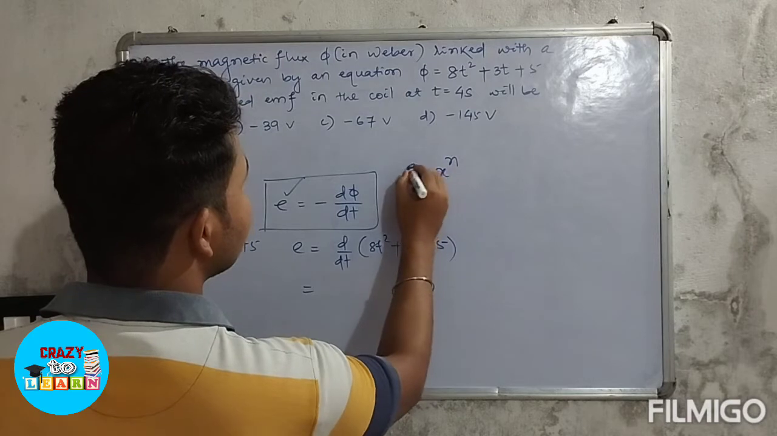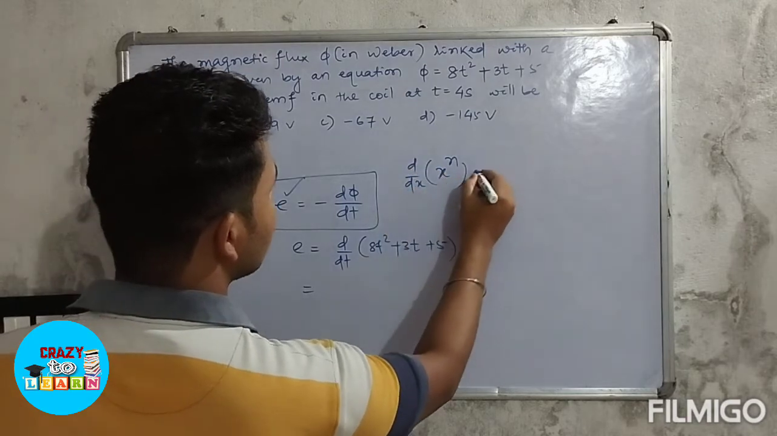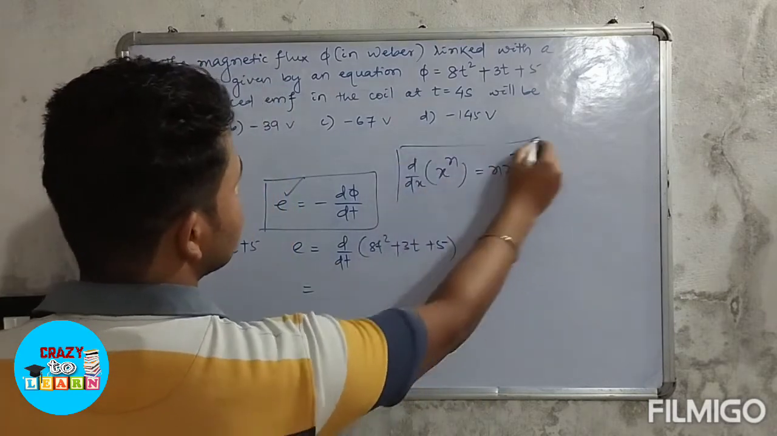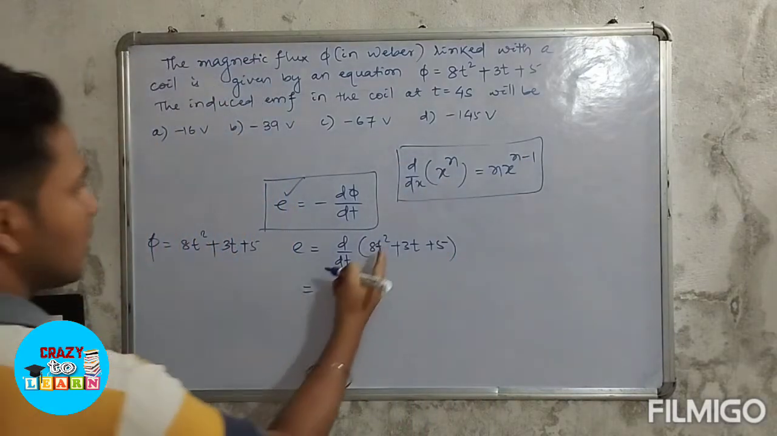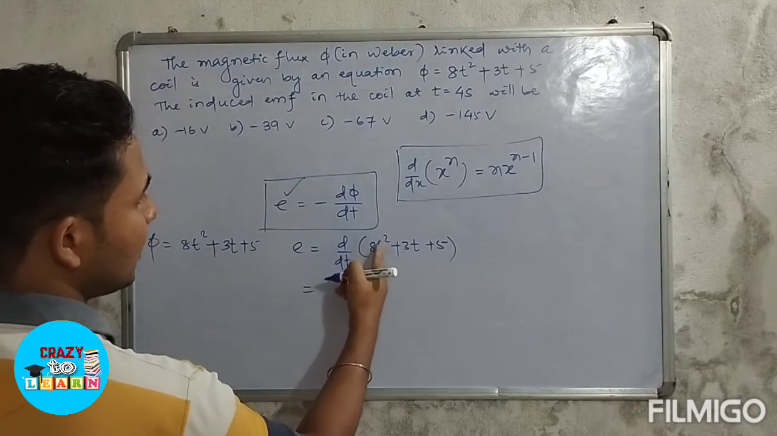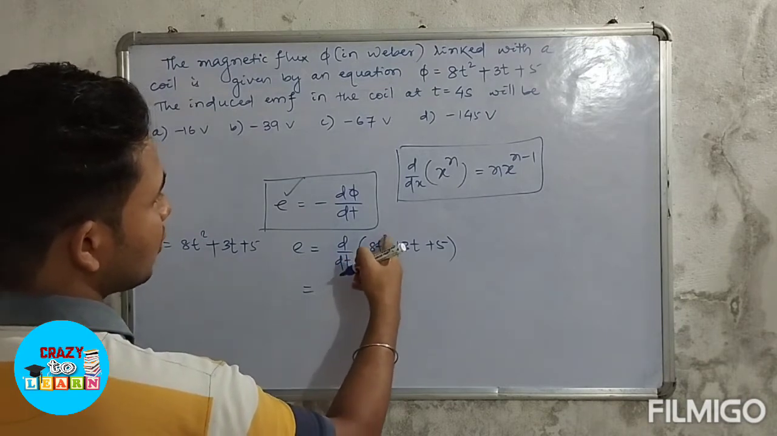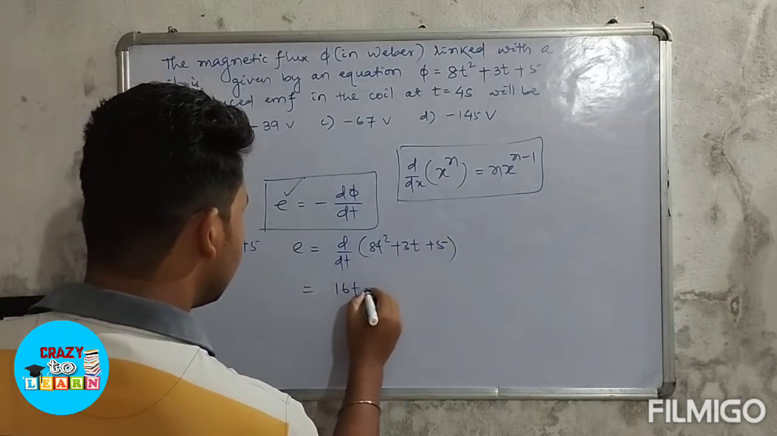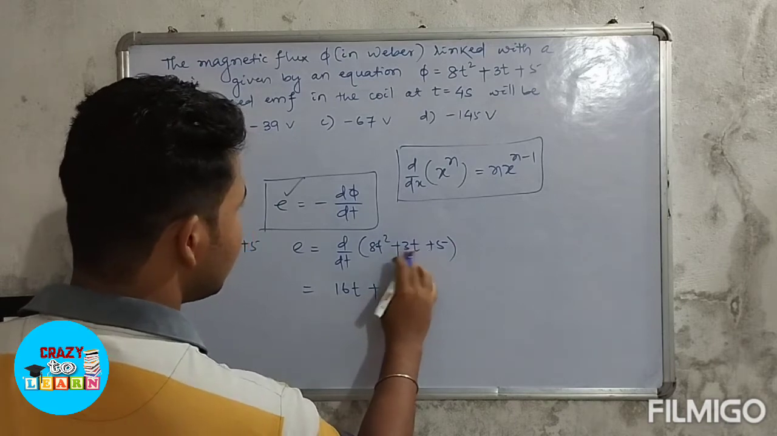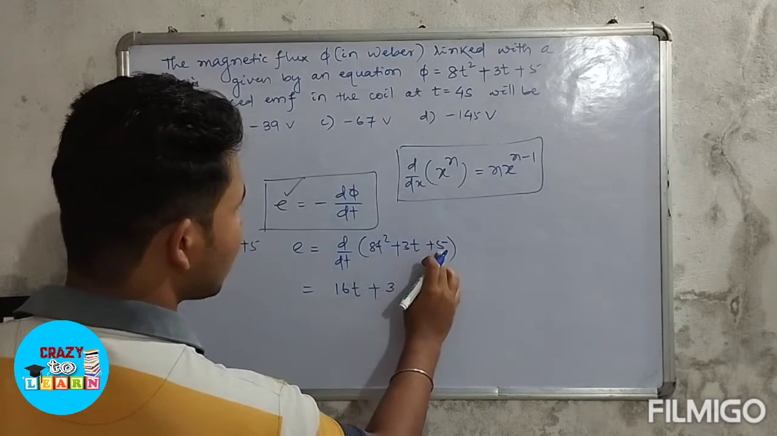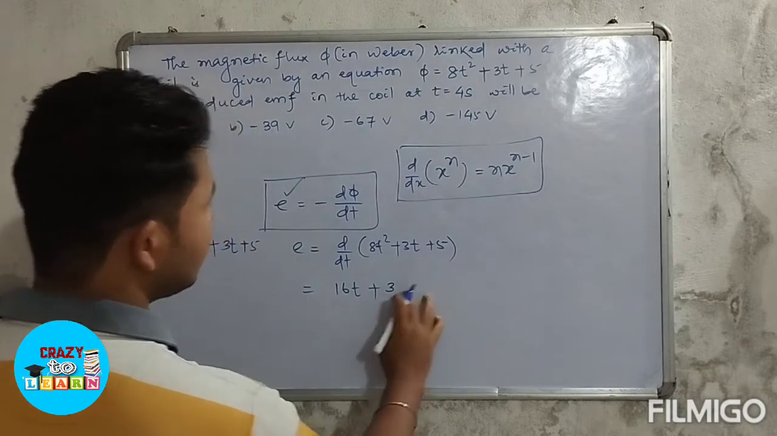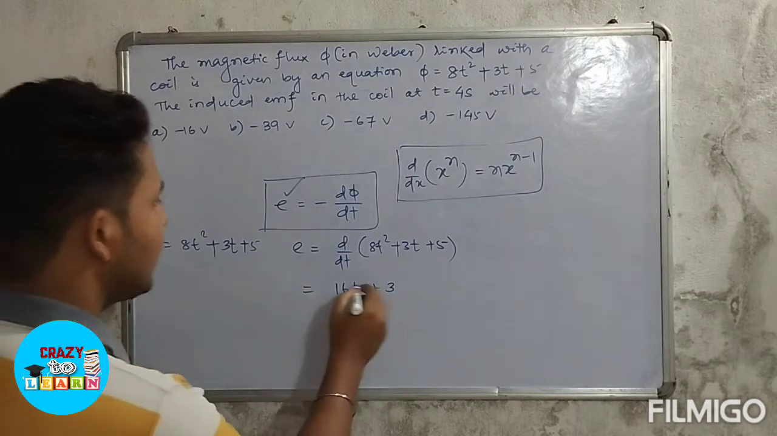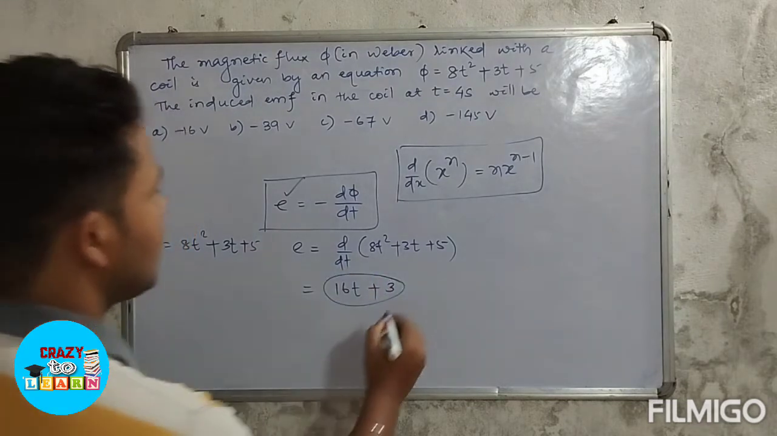What is the formula for the derivative dy by dx of x to the n? n x power n minus 1. Using this formula, what will be the answer? 2 will come to the coefficient, 2 into 8 is 16, and 2 minus 1 is power 1. So 16t plus 3t, the derivative of 3t is 3, and 5 is a constant, so its derivative is 0. So the final answer we are getting here is 16t plus 3.